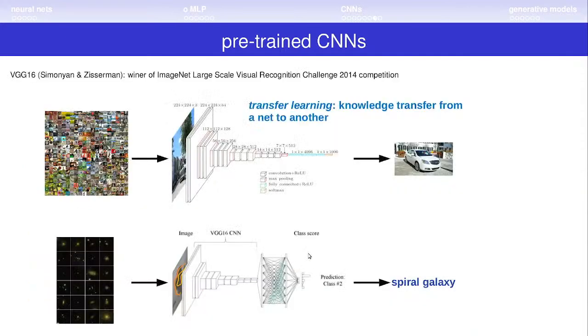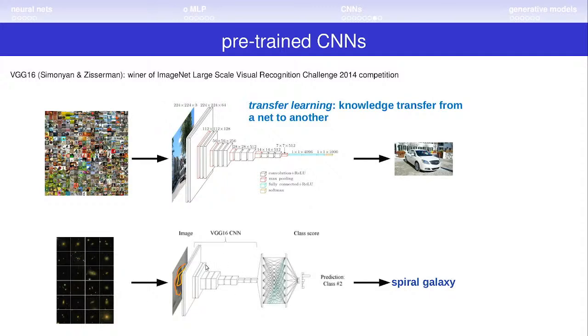And this network, for example, is called the VGG16, and it was the winner of the ImageNet competition in 2014. It's very useful for us because we use its core, and we add the multi-layer perceptron. Then instead of using the ImageNet data, we train only the weights of the multi-layer perceptron to, say, classify galaxies.